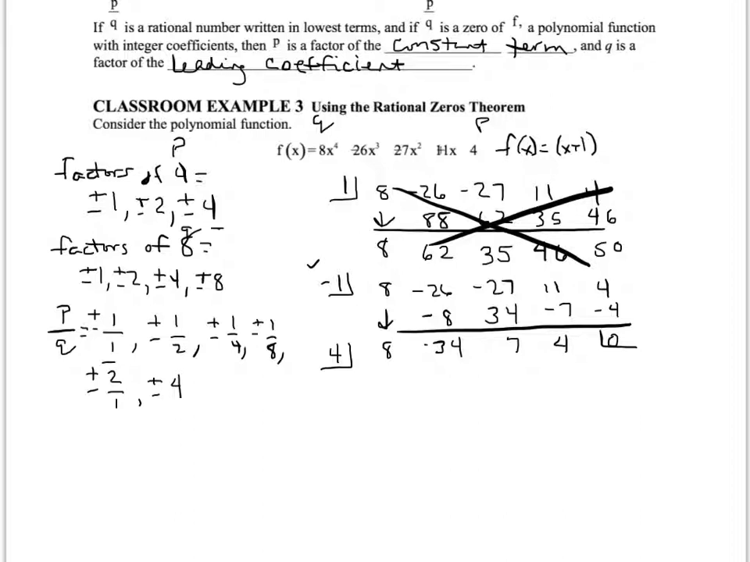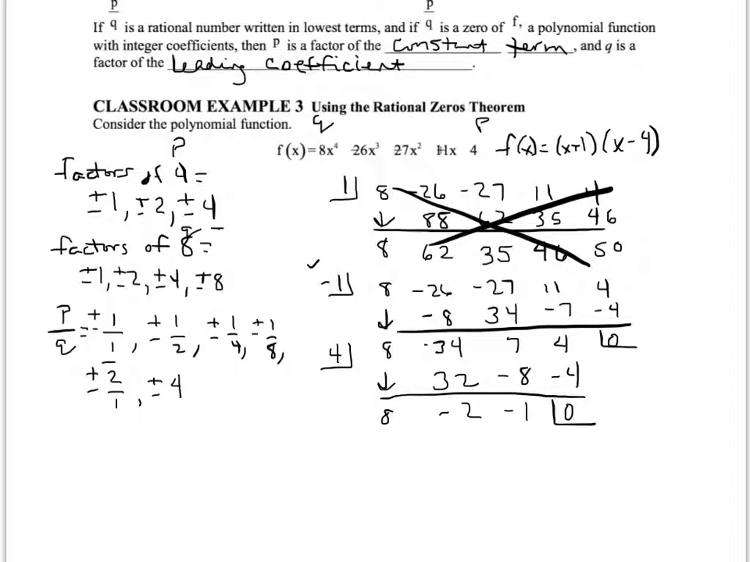So let's take 4, divide it into this row of coefficients we have left, and so I bring down the 8. 8 times 4 is 32. When I add that to negative 34, I get negative 2. 4 times negative 2 is negative 8. Add that to 7, I have a negative 1. 4 times negative 1 is negative 4, and looky here. We have a 0 in the remainder spot. What that tells me is that x minus 4 is also a factor.